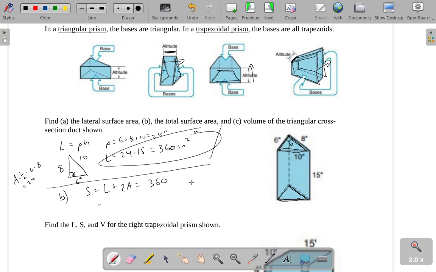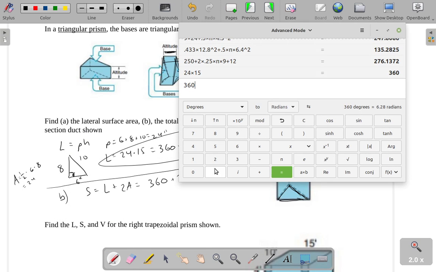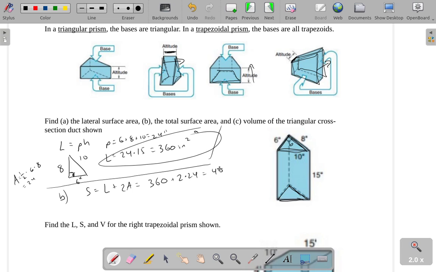In any case, we would get 360, that's the L we already found, plus 2. This is in square inches also, 2 times 24. Which gives us 360 plus 2 times 24 is 408 square inches. So I've added on the area of the two bases.